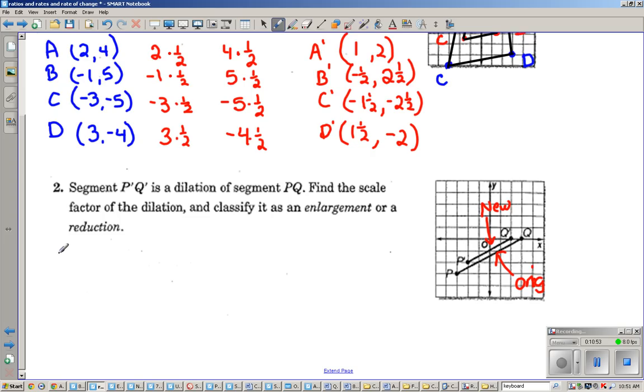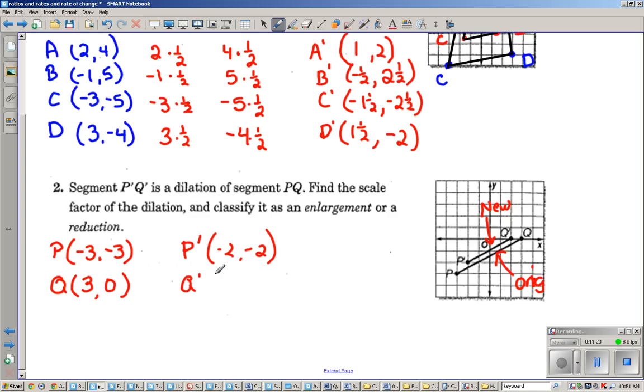All right, first let's get your ordered pairs for the original. What's the original ordered pair for P? You get -3, -3. And Q? 3, 0. Now, what's your new P? Your new P is -2, -2. And your new Q is 2, 0. Now I'm going to make a comparison of any of the ordered pairs.